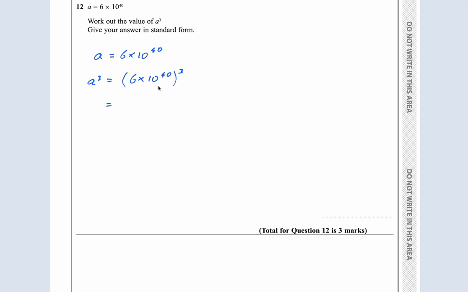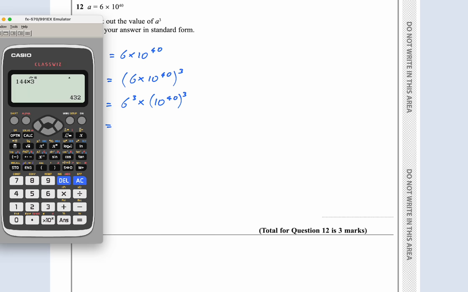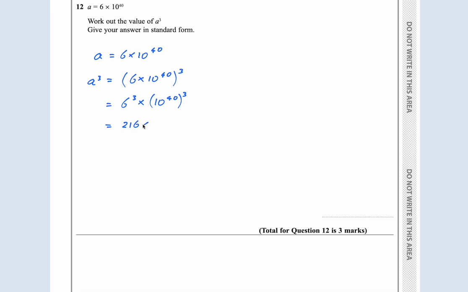Okay, now I can cube both numbers separately. So I'll do this as 6 cubed times 10 to the power of 40 cubed. Now 10 to the power, well, let's do another step. 10 to the power of 40 cubed, I'm going to just multiply these powers. But anyway, 6 cubed is 6 times 6 times 6. You can do that in your calculator, guys. I actually do know the answer, but let's do it anyway. 6 cubed is 216. So it's 216 times 10 to the power of 120.